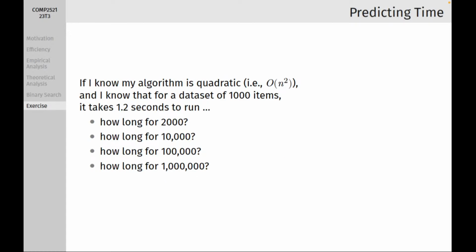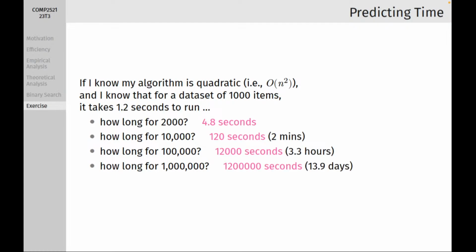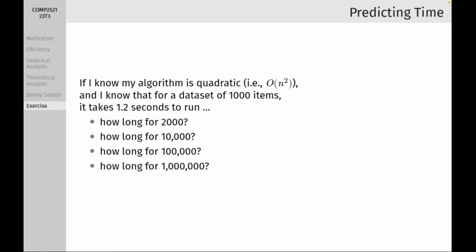Okay, and this is just some exercise that you can do on your own. So basically we're done with the lecture.